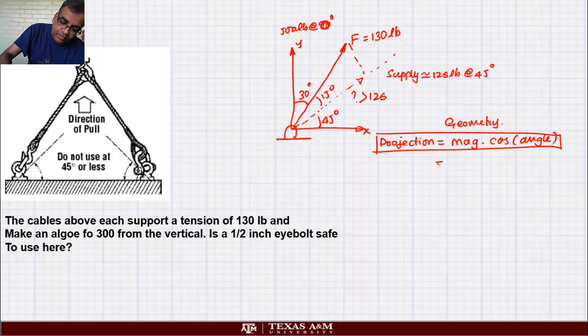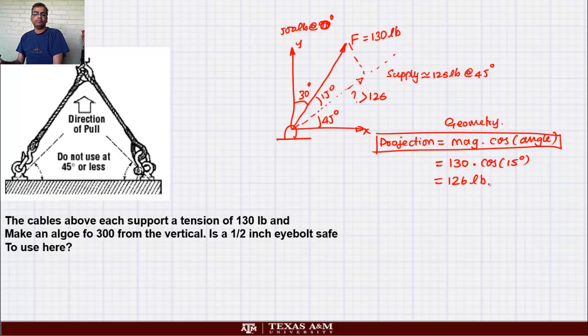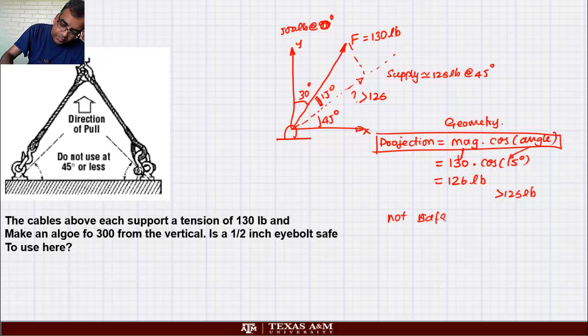So in our case, that is 130 times cos 15 degrees, which turns out to be 126 pounds. Okay, it's clearly more than 125. So you would conclude that the magnitude is this, angle is 15 degrees. That's that. So it tells you not quite safe. So what should I do?